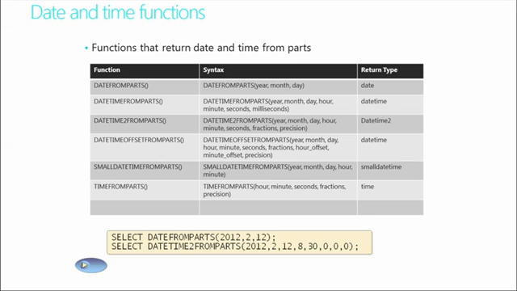Some additional functions that return date and time from parts. Here we have returned a type of data. We have DATETIMEFROMPARTS, DATETIME2FROMPARTS. We have DATETIMEOFFSETFROMPARTS, and different items here. The functions that return date and time from parts, and you have some examples down below on how these would be completed for us as well.